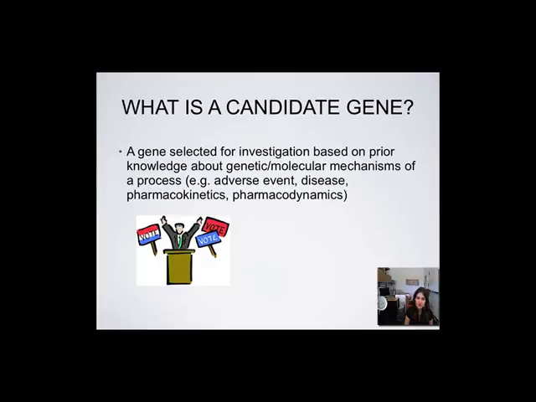A candidate gene is a gene that's been selected for investigation based on prior knowledge about genetic or molecular mechanisms of a process. So for instance, if you're studying an adverse event for a particular drug, let's say hypersensitivity, you would look to see what genes are associated with hypersensitivity in other drugs. Or you might say hypersensitivity as a disease process. What genes are involved in the disease process? Maybe similar genes are involved in the drug reaction because they look similar phenotypically.